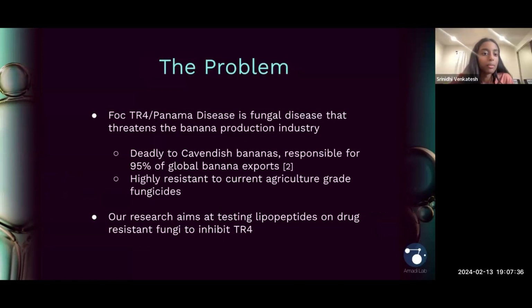Currently, there is a big problem for the global banana production industry. That is, the fungus FOXTR4 causes the Panama disease or Fusarium wilt that is very deadly to Cavendish bananas. And these bananas make up 95% of global banana exports. Unfortunately, TR4 is highly resistant to current agricultural grade fungicides. Therefore, we are testing lipopeptides on drug-resistant fungi as bioactives to inhibit the Panama disease.